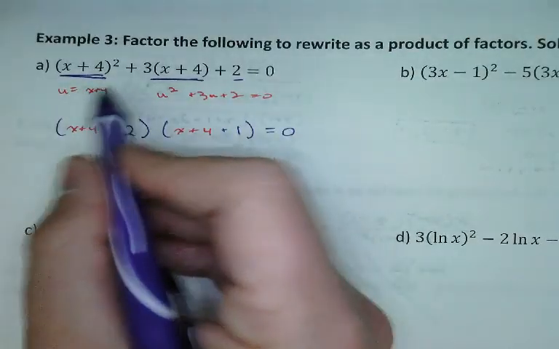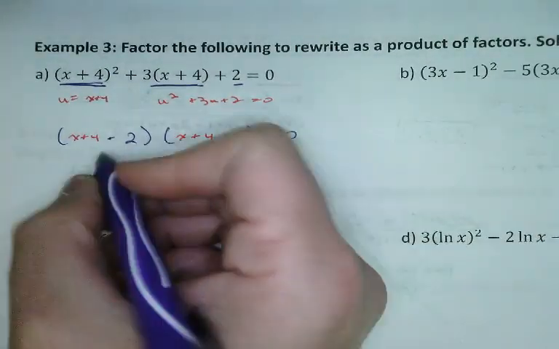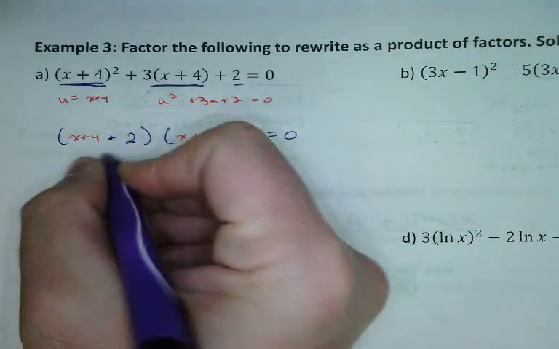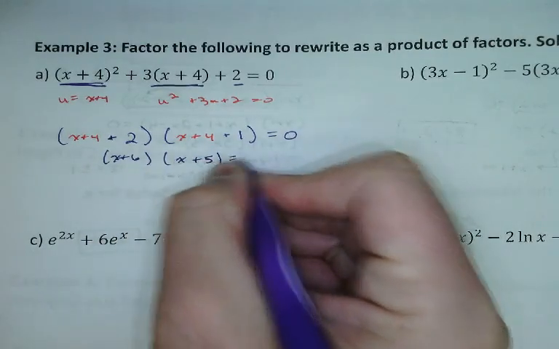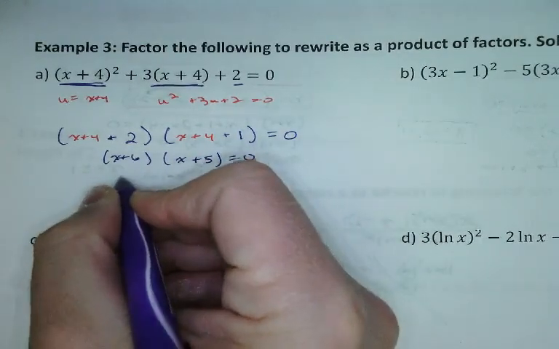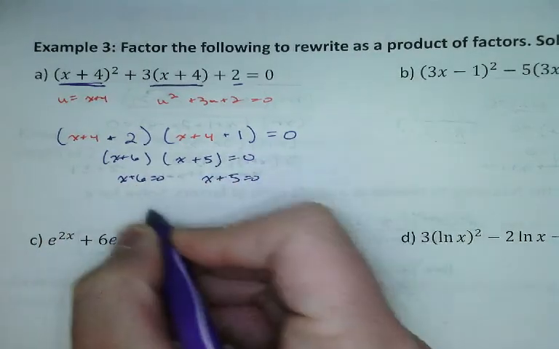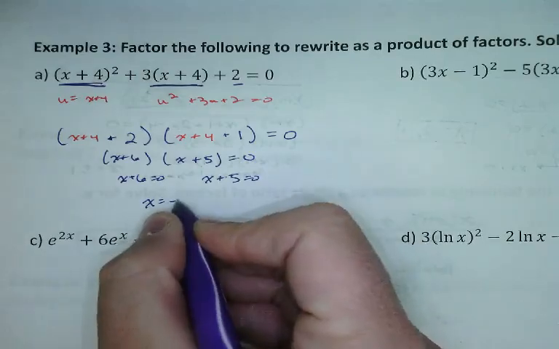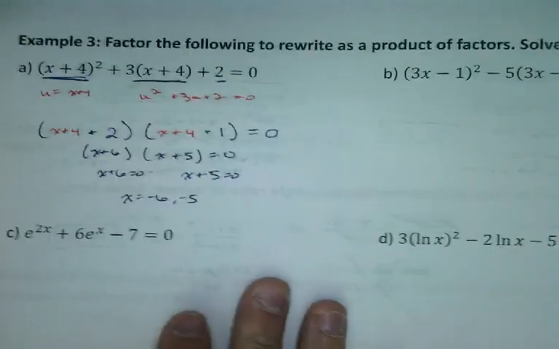Okay, so you can use u substitution if you want. I'll just use different colors so you can see it. So how does this first factor simplify? X plus 6. And then x plus 5 equals 0. So then we're going to get x plus 6 equals 0 and x plus 5 equals 0. So we're going to get x equals negative 6 and negative 5. All right.